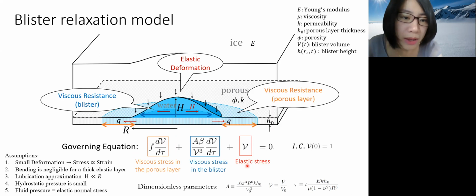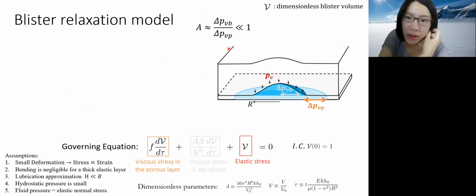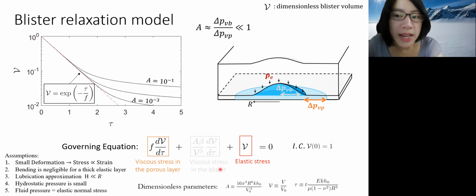Here, this A parameter represents the ratio between the viscous resistance in the blister compared with the viscous resistance in the porous substrate. In the field observations, we estimate that this A parameter is much smaller than 1, meaning that the viscous stresses in the blister are negligibly small. In this case, the numerical solution for blister volume as a function of time approaches an analytical exponential behavior, which is shown by this red dashed line. So our model predicts that the relaxation dynamics is close to an exponential decay.